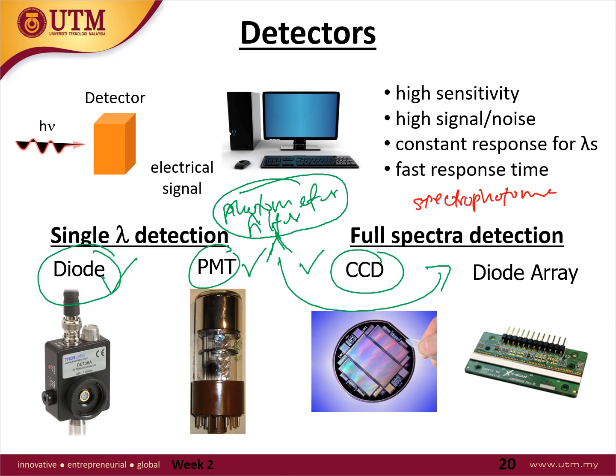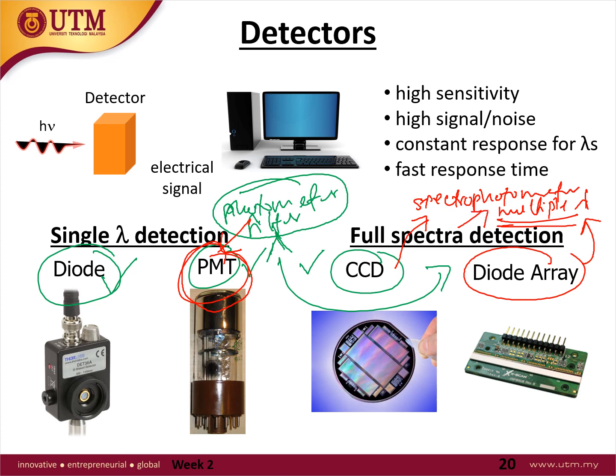spectrophotometer, okay, the one that can give you multiple wavelength, can you use PMT? The answer is yes, but you are doing something that is not bijak. Okay, because you have multiple lambda, but you give the instrument a single lambda detection. So you have to use diode array for this choice. Okay, so I summarize: single lambda detection is usually used for photometer, while for full spectral detection, CCD or diode array is used for spectrophotometer.